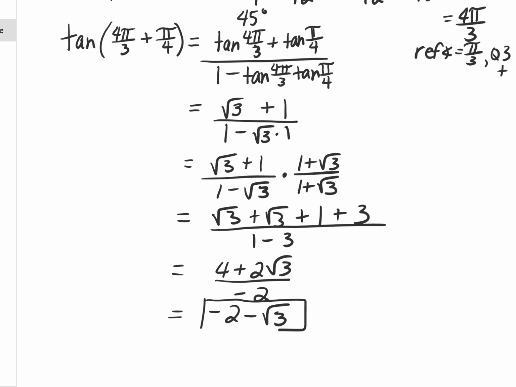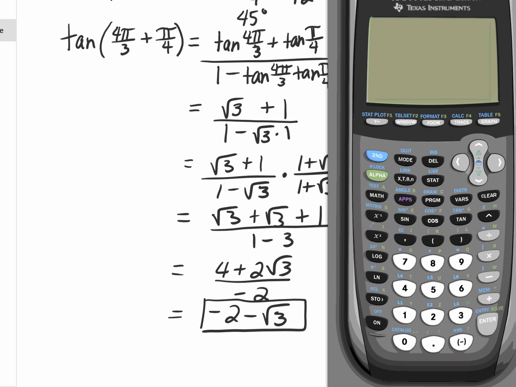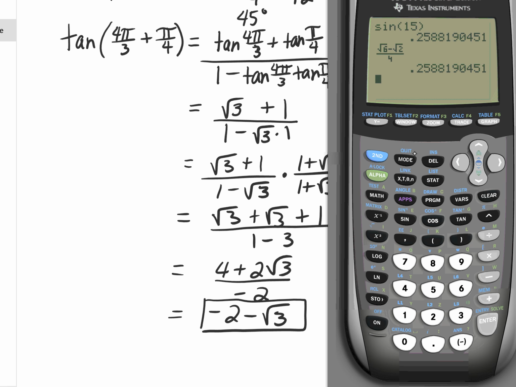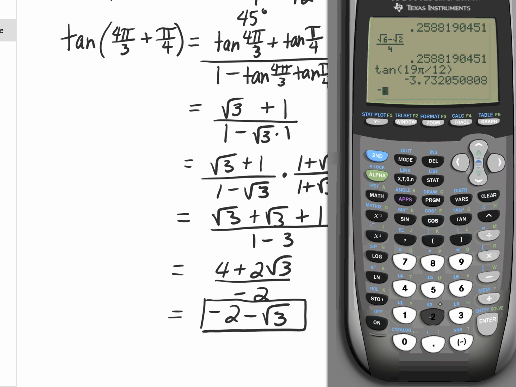This combination of the 2 and root 3 is going to show up multiple times when we're doing this. So I'm going to check this with my calculator. I would need to switch over to radian mode. There's another way that you could type this in, but I'm just going to go with that for now. So tangent 19 pi over 12. And then we're going to do negative 2 minus square root of 3. And it checks out because both of our answers come out the same.